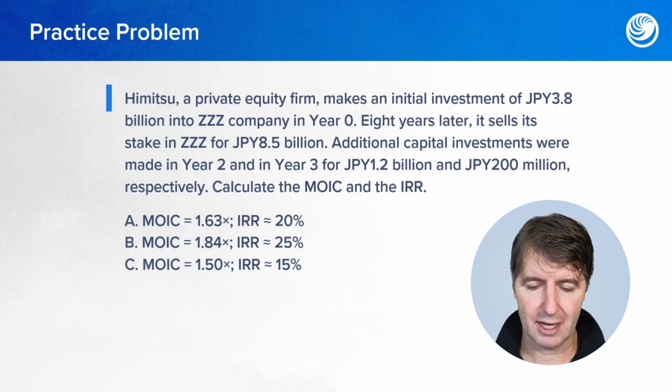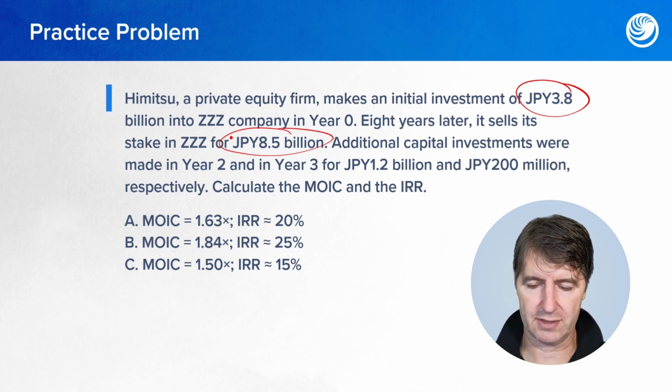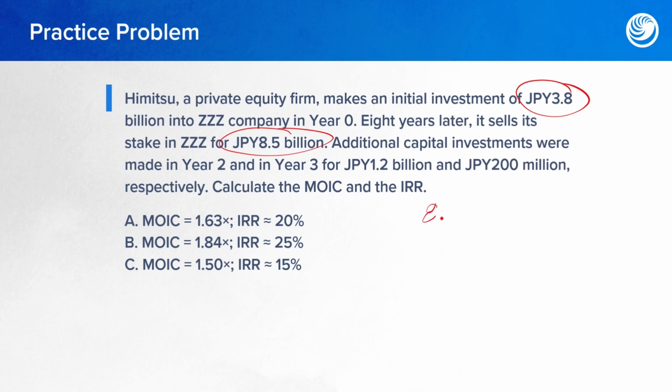Nevertheless, in this case we have an investment of 3.8, but what's the exit? We exit at 8.5. So I want to take a look at our cash flows. The cash flows are going to be 8.5 divided by the 3.8. What else do we have? We have 1.2 and the 0.2. So plus 1.2 and plus the 0.2 million. Careful with that, right? Or 0.2 billion, I should say. When you crunch that number, we get a value of 1.63.